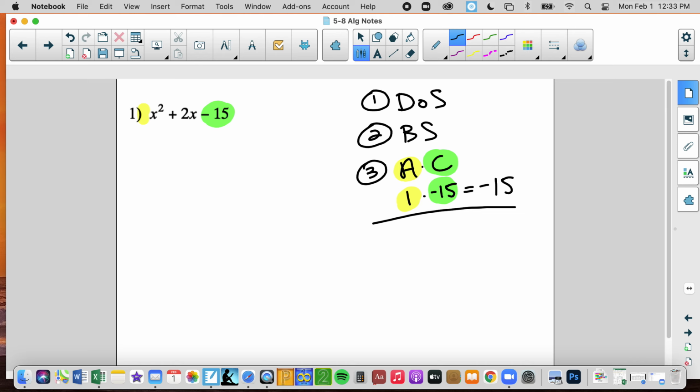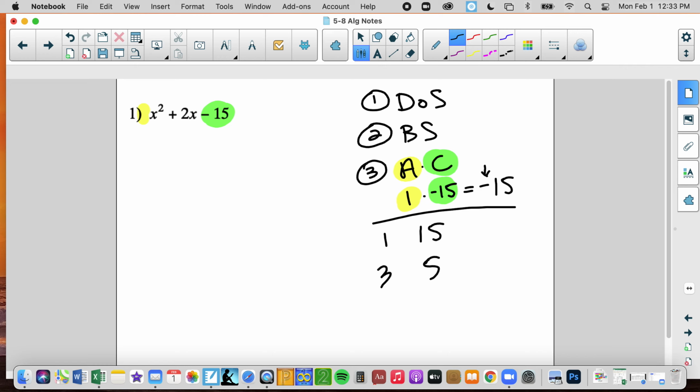Now I'm going to find factors of 15. Why not negative 15? Because we're going to hold off. We don't know which one of these, 1 or 15, is going to get the negative and which one's going to get the positive. 3 and 5. So I know that one of them has to be negative because that's the only way these two numbers multiplied makes negative 15.